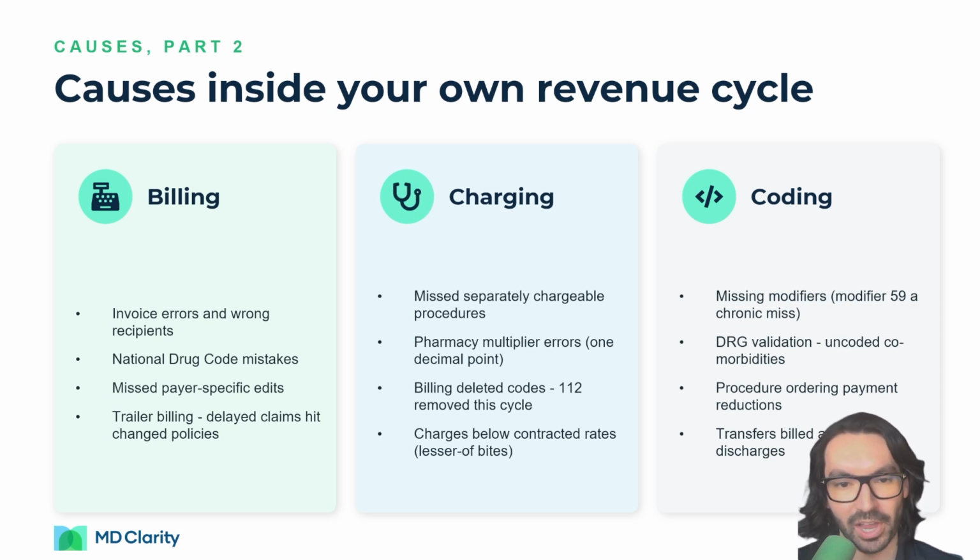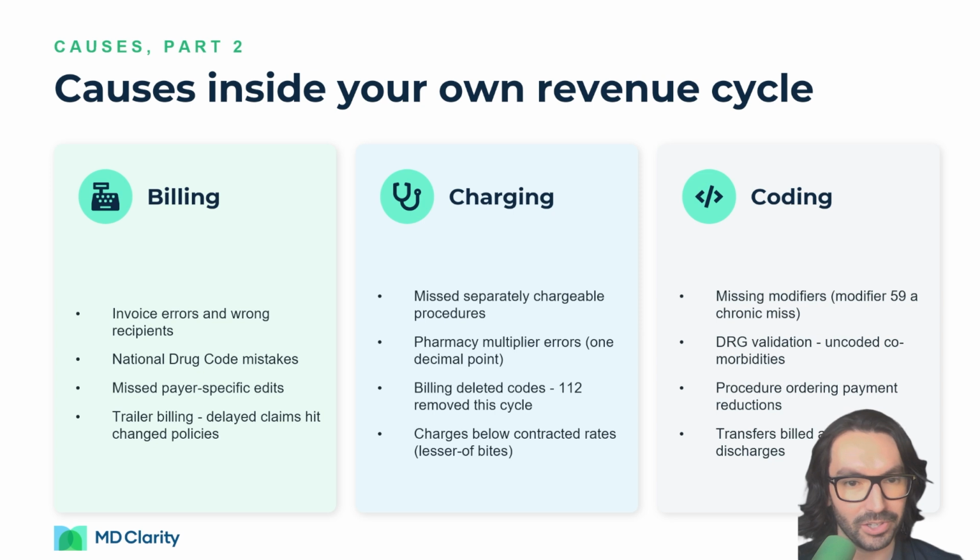On the charging side: missed charges, pharmacy multiplier errors (get a dosage off by 1 decimal point, and watch what happens to the bill), and using deleted codes. Remember, over 100 codes are deleted every year. Bill with a dead code, and the payer simply won't pay it. And on the coding side, this is where some of the biggest money hides.